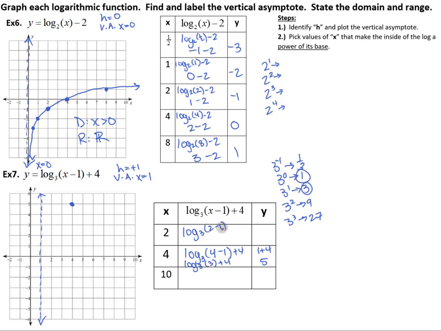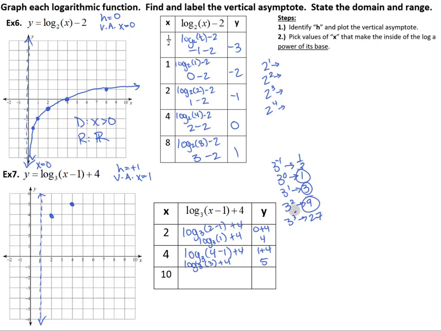Another nice one to calculate here. So we're picking 2 specifically because when I take 1 away from it, it gives me log base 3 of 1, which is something we can do by hand. That log has a value of 0. 3 to the 0 power is 1. And 0 plus 4 is 4. So 2, 4 gives us some nice points there.